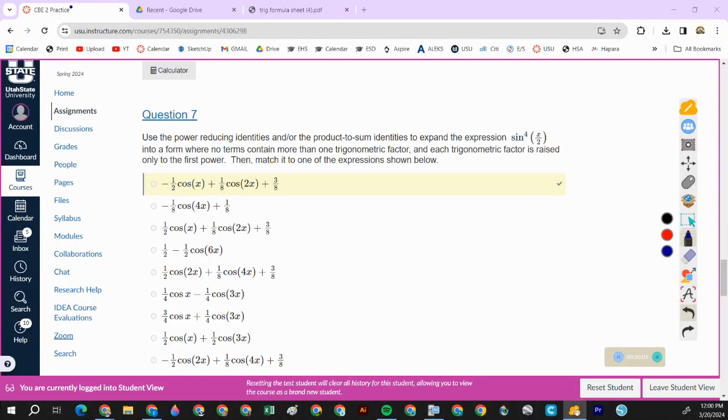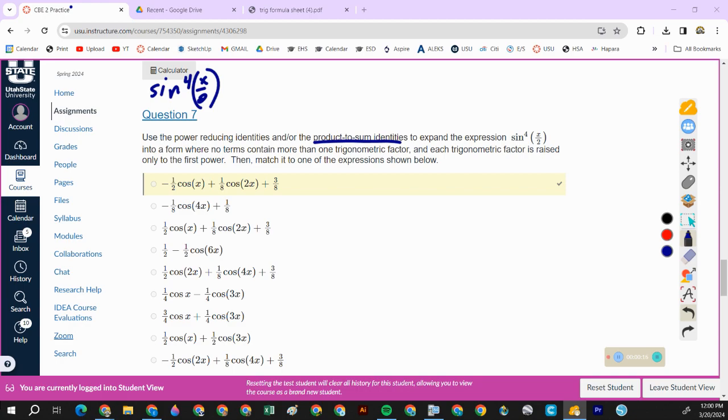All right, this is CBE number 2. We're doing question number 7. So we want the sine to the 4th of x over 2. And we want to use the product and sum identities to simplify this.